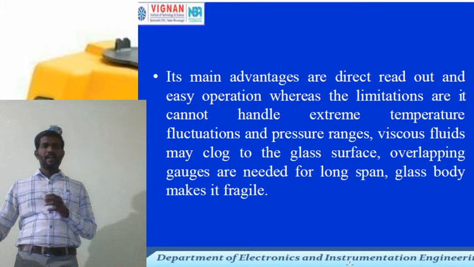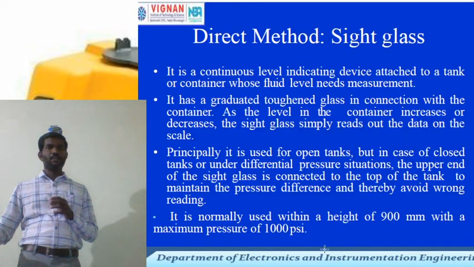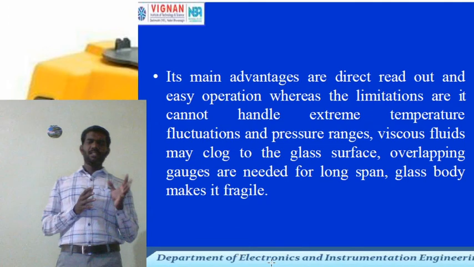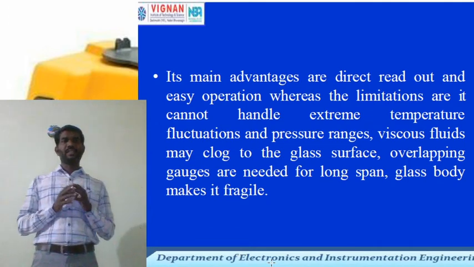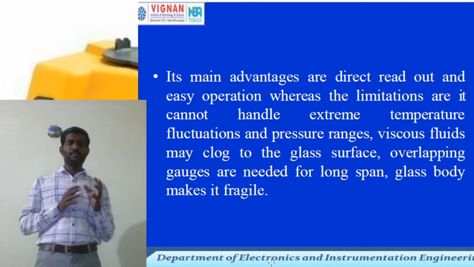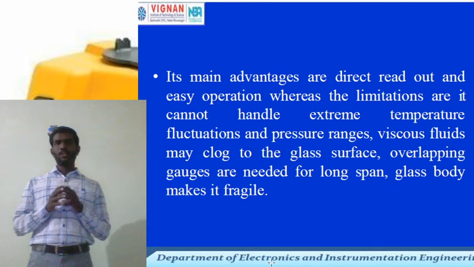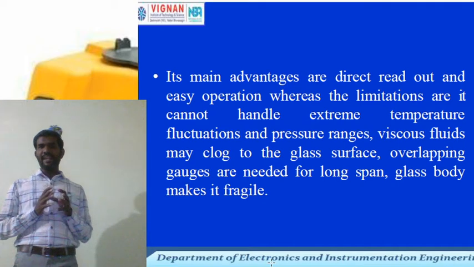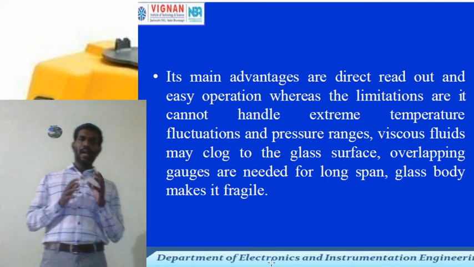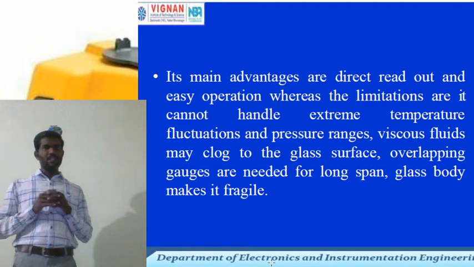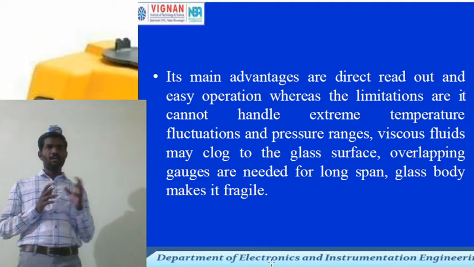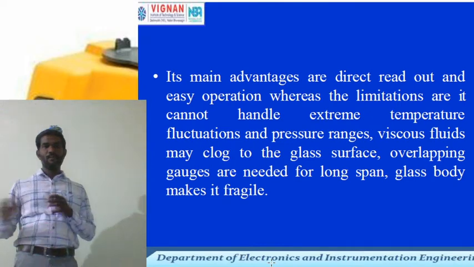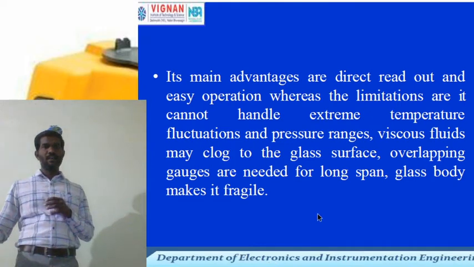Okay, and the main advantage of this type of method, like side glass. The main advantages are that this is one of the direct reading types of level measurement, and it is easy to operate. Whereas the limitations are that it cannot handle extreme temperature fluctuations and pressure ranges, and sometimes viscous fluids may also clog the glass surface. Overlapping gauges are needed for long spans. Then the glass body makes it fragile.